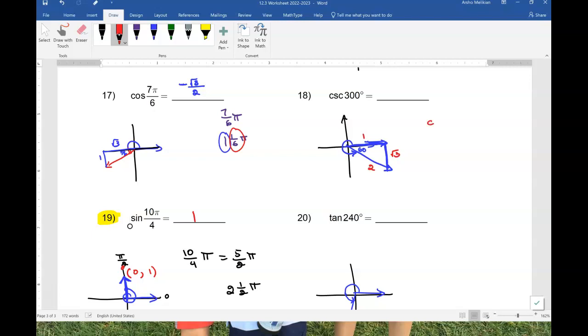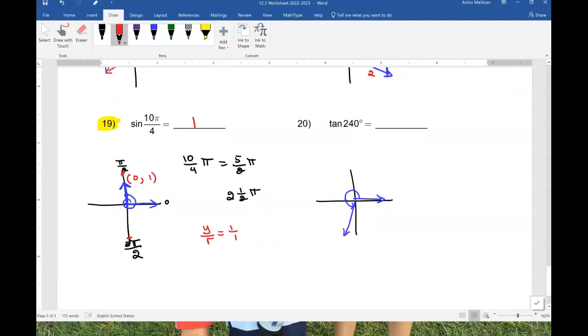Okay, so I want cosecant of 60 degrees, which is hypotenuse over adjacent or opposite? Opposite. So what would this be? 2 over root 3, which is 2 root 3 over 3. Is it going to be positive or negative? Negative. Good.